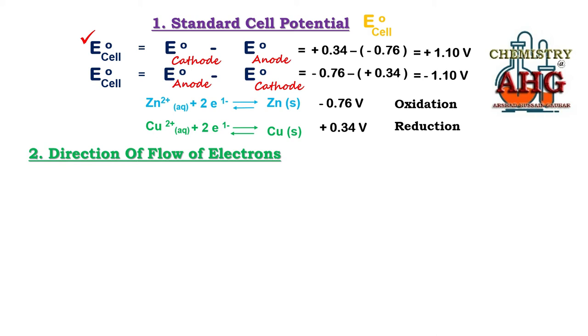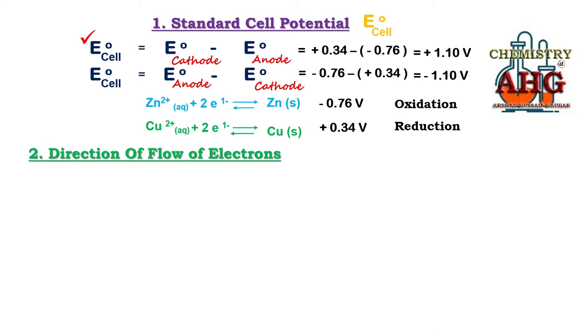Now how can you define standard cell potential? If you ever want to define standard cell potential for an electrochemical cell, you can say it is the voltage produced by an electrochemical cell through a redox reaction.